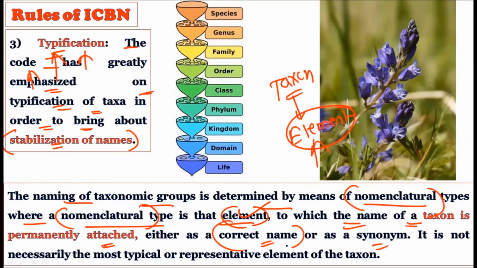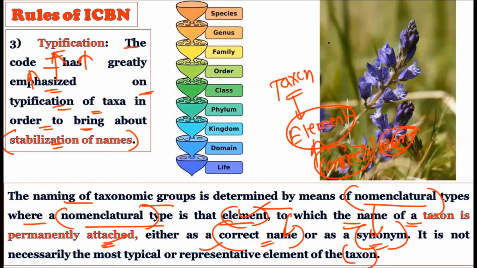Either there will be the correct name or it can be the synonym, that is the similar name. Whatever the correct name is there or whatever the synonym is there, this particular synonym is created due to the element of the nomenclatural type, and this element is particularly attached to that plant species, right? It is not necessarily the most typical or representative element of the taxon.